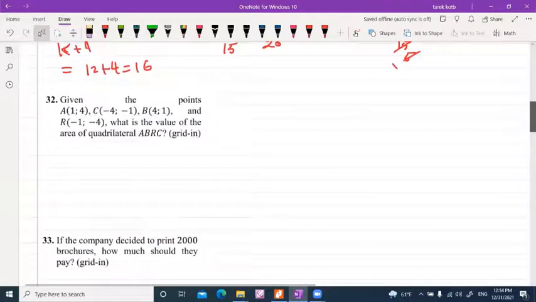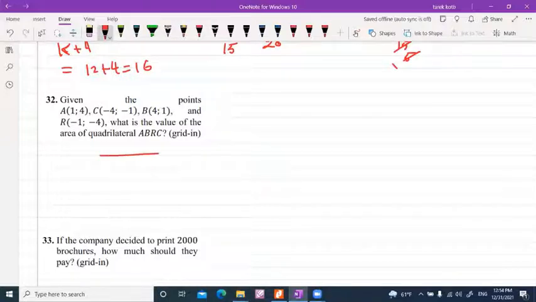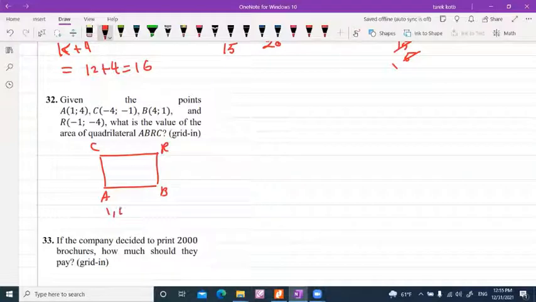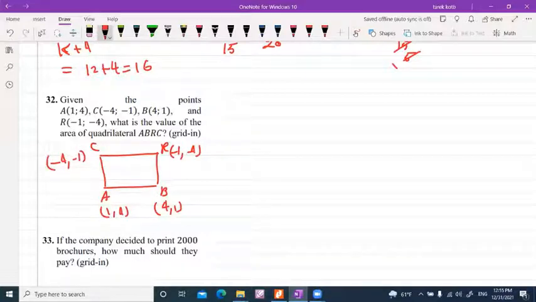Given the four points, what's the value of the area of the quadrilateral? This is a very hard question. Let's see. This is the quadrilateral ABRC, and I have four points. A is 1, 4 as the first point, B is 4, 1, R is negative 1 and negative 4, and C equals negative 4 and negative 1. He wants to get the area. So I have to make sure whether this is a rectangle or not.